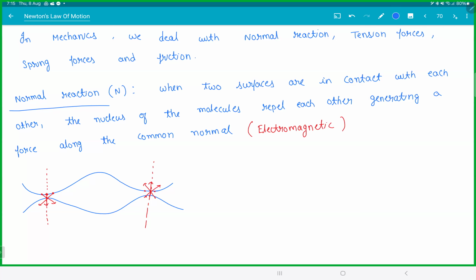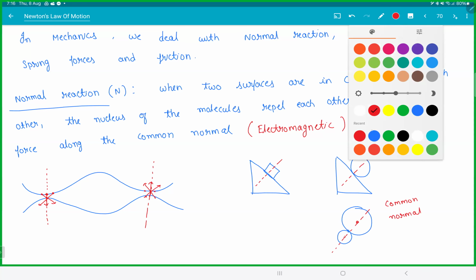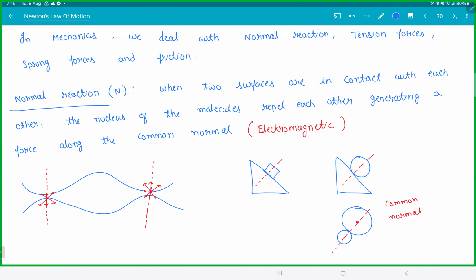So what is a common normal? We have written this last time in rigid body constraint. So if you have a wedge end like this, or if you have a wedge and a sphere, or if you have a sphere and a sphere, whenever two surfaces touch, the force will be along the common normal. So this is the reason why you get normal reaction. You always need to see fundamentally what is happening, why you get a force. If you touch, why should you get a force? So this is the reason. This is the first type of force, normal reaction. Any doubts on this page?